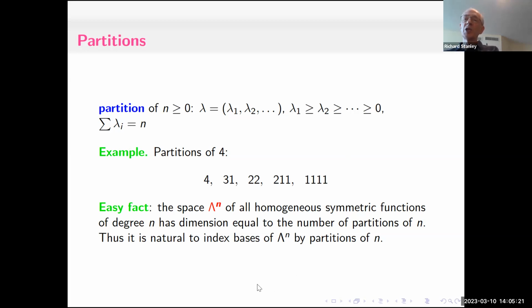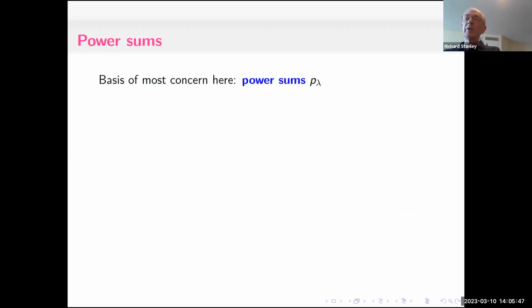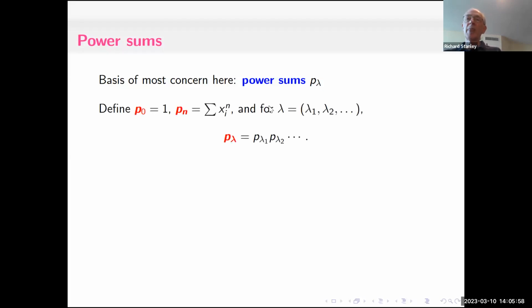It's easy to see that the space, denoted lambda super n, of all homogeneous symmetric functions of degree n is a vector space over the rational numbers. Its dimension is the number of partitions of n. So we index different bases of this vector space by partitions of n. Only one basis is really going to be important in my talk. These are the power sum symmetric functions.